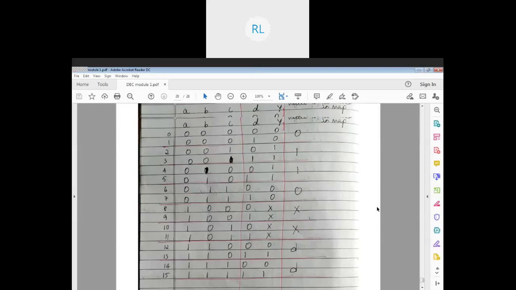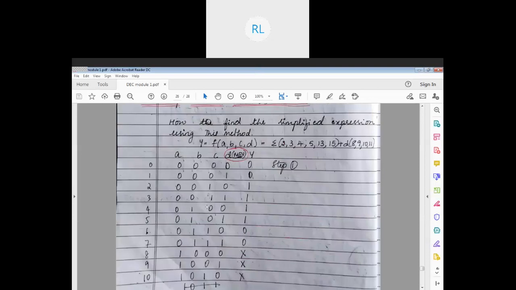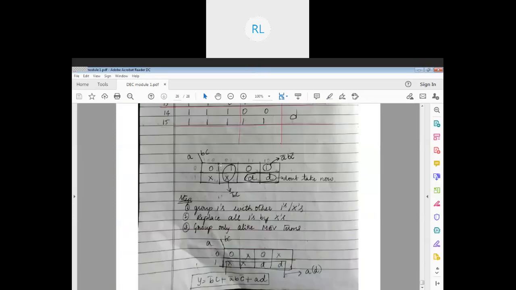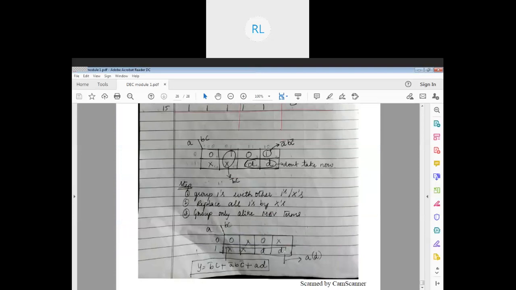Is that clear, students? Have you understood? You have to note this down. The first step is we have an equation. From the equation, we generate a truth table. Once the truth table is generated, we apply the rules and convert 16 bits into 8 bits. So this 8-bit data is entered into the K-map.